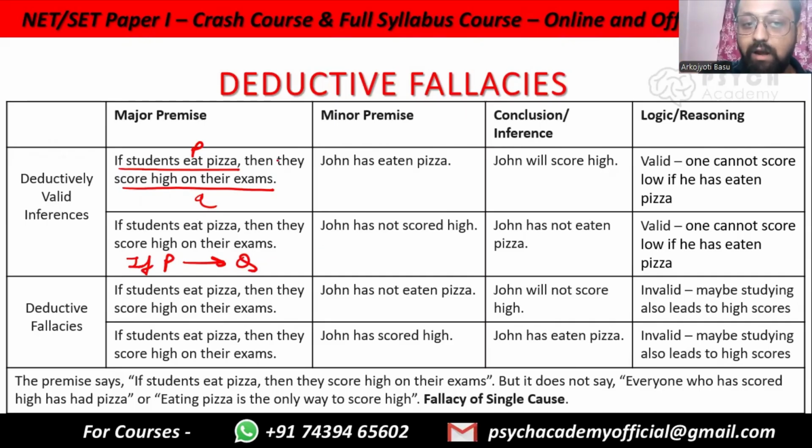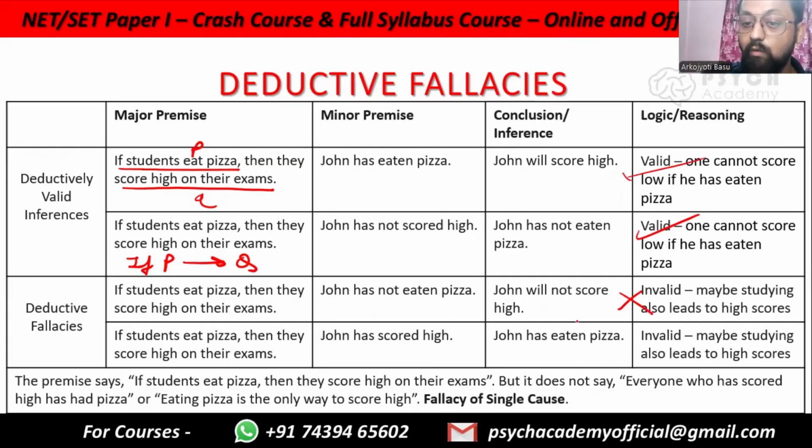If students eat pizza, then they score high. Minor premise, John has eaten pizza. Conclusion, John will score high. Valid. If students eat pizza, then they score high on their exams. John has not scored high. Well, if he had pizza, he would have scored high. That is already mentioned. If he has not scored high, which means he has not eaten pizza. This is also valid. If students eat pizza, then they score high. John has not eaten pizza, so John will not score high.